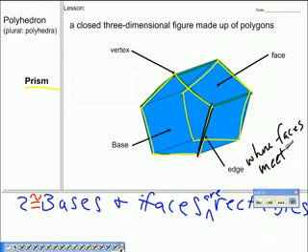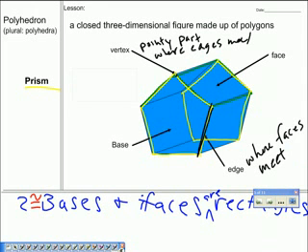A vertex, this is a vertex right here. The vertex is the pointy part where the edges meet. The face is one of the sides that's not a base.